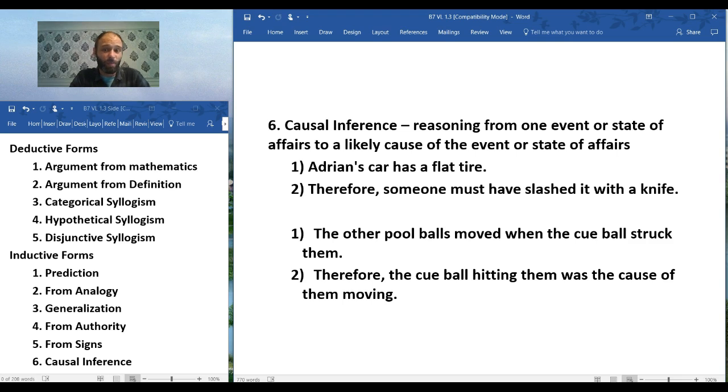An interesting thing about causal arguments is even when we see two events that happen right next to each other in the same area, when we reason about what the cause was, it's still just going to be an inductive argument. So take the following example. The other pool balls moved when the cue ball struck them. Therefore, the cue ball hitting them was the cause of them moving.